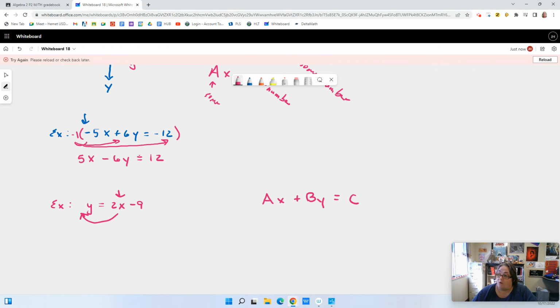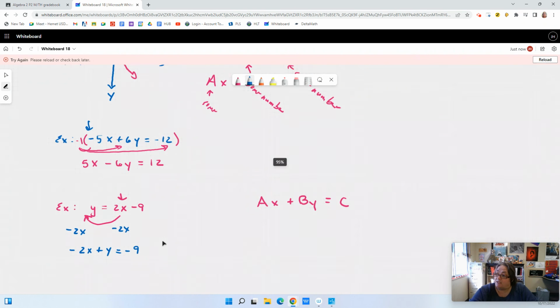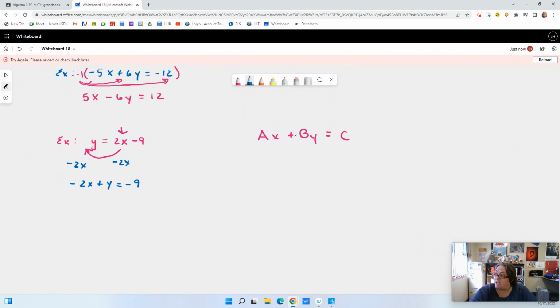right? So all we have to do to make that happen is, it's a positive 2x, so I could just subtract 2x from both sides. And I get minus 2x plus y equals negative 9. And so we're getting closer to this ax plus by form, right? We have our x value on the left, we have our y value on the left, and our just constant term, our thing without an x or y, on the other side of the equal sign.